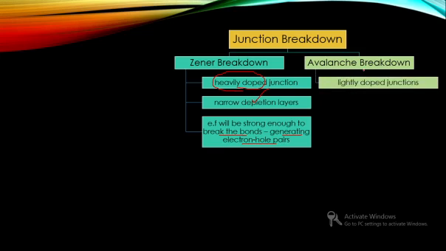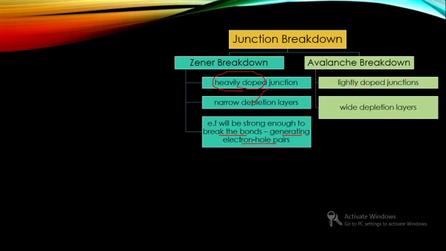And what is avalanche breakdown? It is just the opposite of Zener breakdown. It happens in lightly doped junctions. In lightly doped junctions, only a few electrons and holes are there in the depletion layer, so the depletion layer will be wider. With a wider layer, it is very difficult to break the bonds as such.